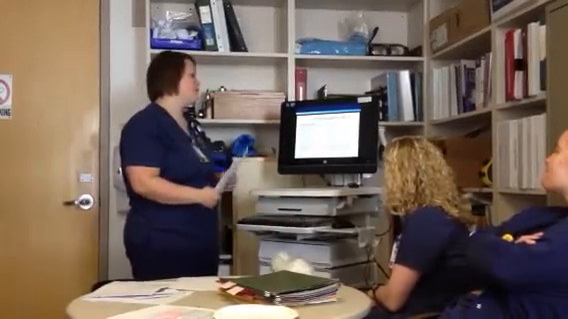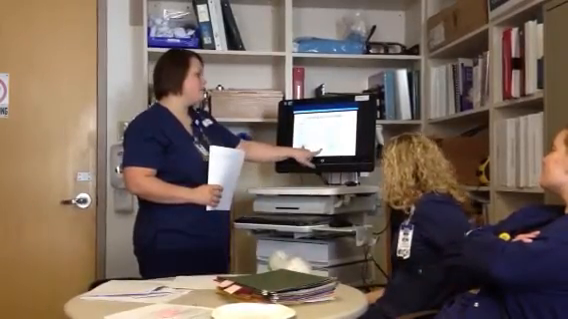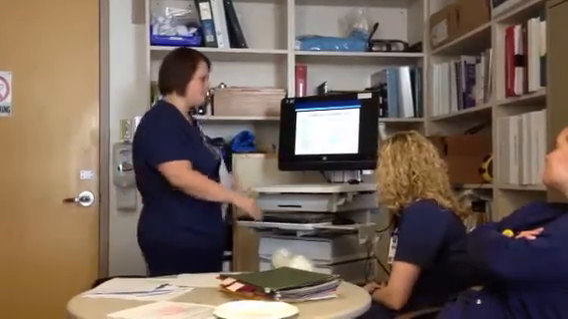Here's a picture of what the SIWA scale looks like from the MAR, and just remember that they both look very similar, but one is for oral dosing and one is for IV dosing.